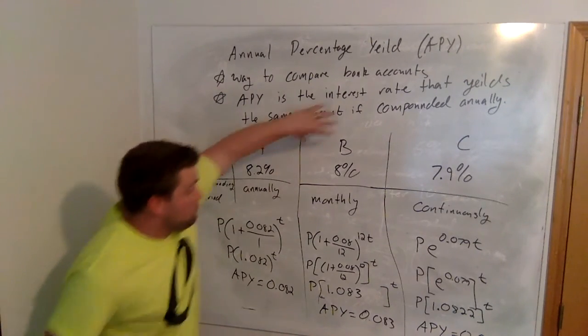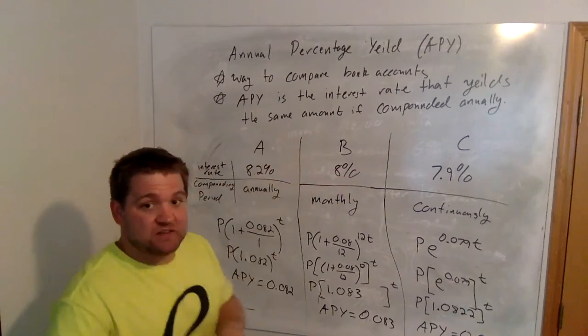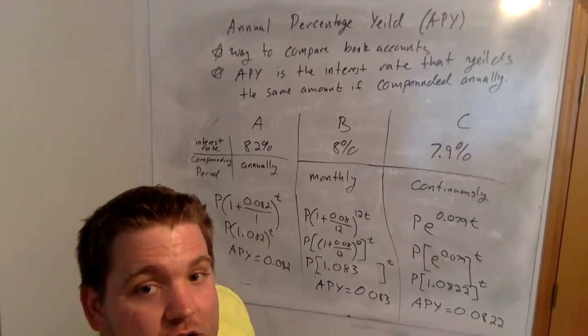So, which bank account is the best? Well, B is the best. It has the greatest. Well, let me move the screen down.